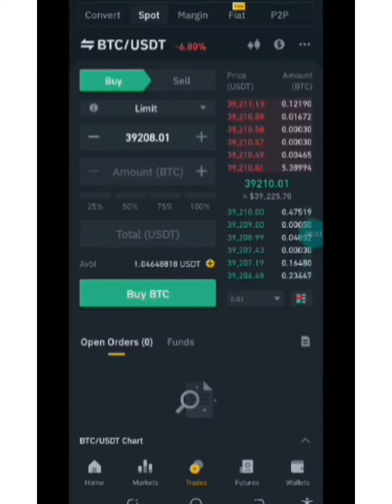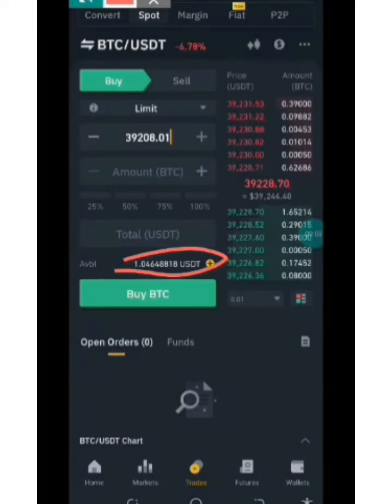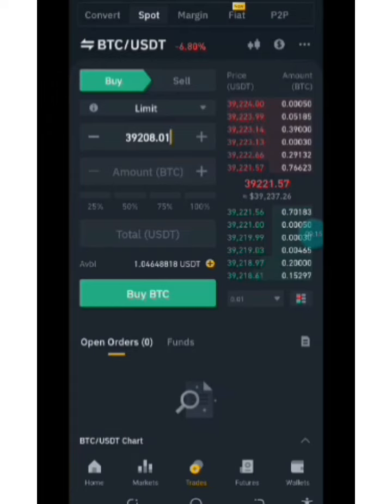So this is the buy interface where I can buy BTC. I can only buy BTC if I have USDT. There is a minimum amount you can use to trade and buy. So let me say the minimum to trade crypto is $10, but I don't have up to $10 in my wallet. I just have $1 plus in my wallet, so I can't buy. So this is just a training video. I don't have any intention to buy BTC.